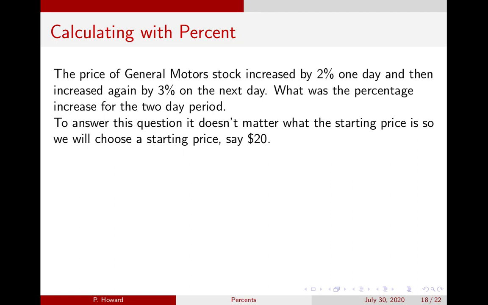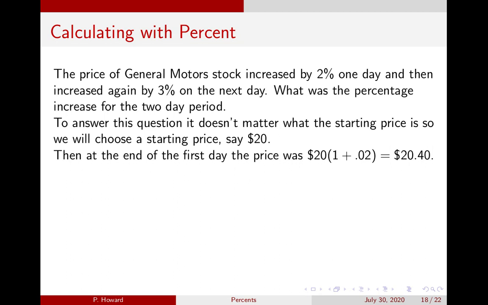Okay, it doesn't matter what the starting price is. This is purely a problem about percents. So I'm just going to choose a starting price and work with that. I should get the same answer no matter what starting price I choose. So I'm going to start with $20. Okay, then at the end of the first day, the $20 was increased by 2%. So that would be $20 times 1 plus 0.02 is $20.40.